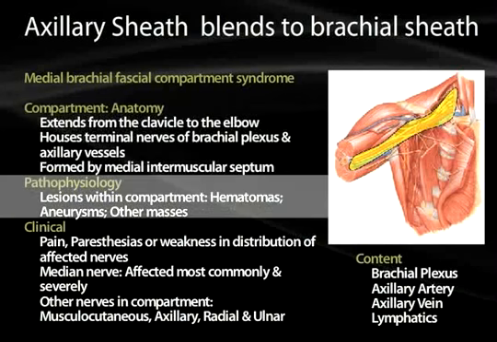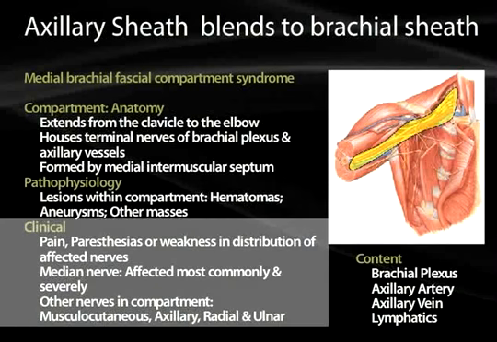As far as pathophysiology, there's several lesions that are possible within the compartments which can cause hematomas. There can be aneurysms, or there can be space-occupying masses. There can be pain and paresthesias because of the cutaneous distributions of these nerves, weaknesses in distribution of the affected areas, and most commonly the median nerve will be affected.